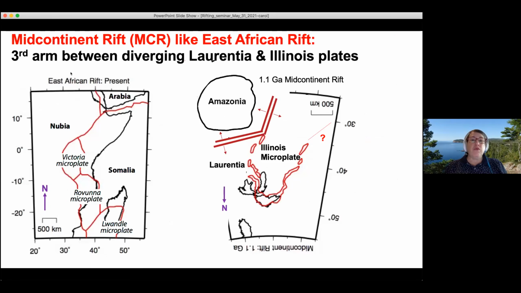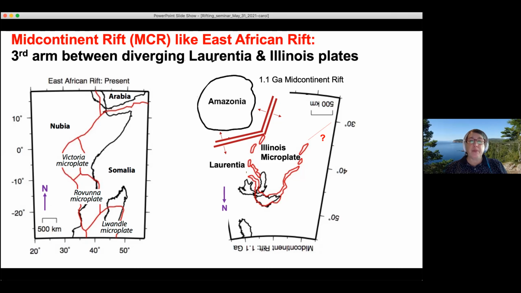The Midcontinent Rift is a lot like the East African Rift today. The East African Rift has a triple junction. We have Arabia moving away from Africa with mostly seafloor spreading in the Red Sea, or half and half, seafloor spreading in the Gulf of Aden. And we have two major plates, Nubia and Somalia, and a few microplates thrown in the boundary.